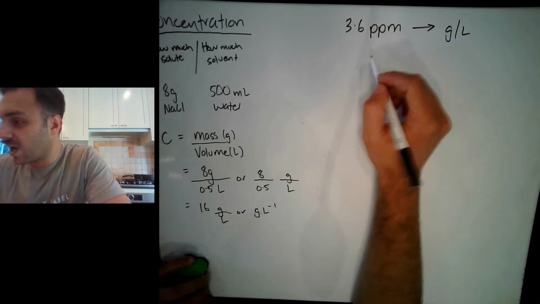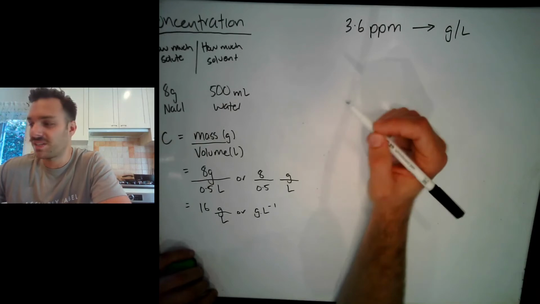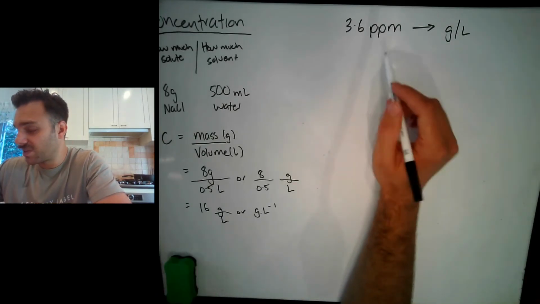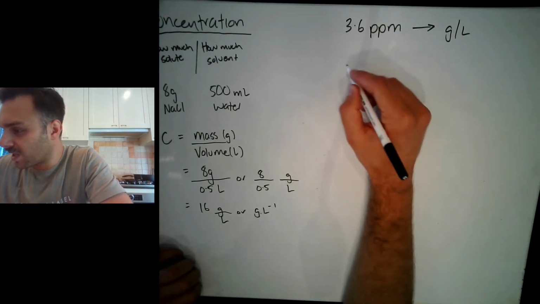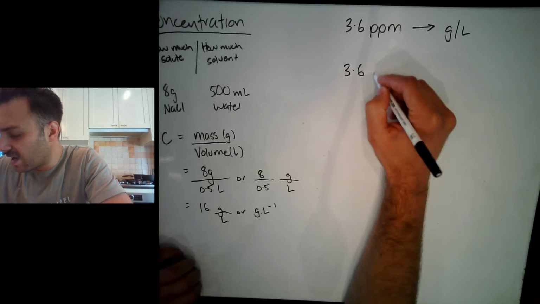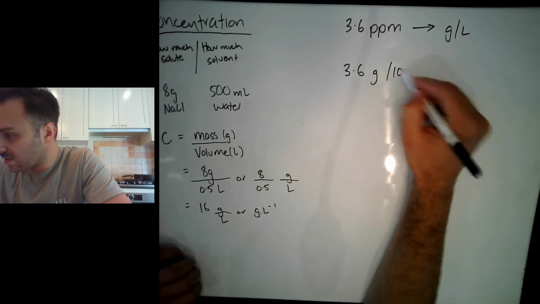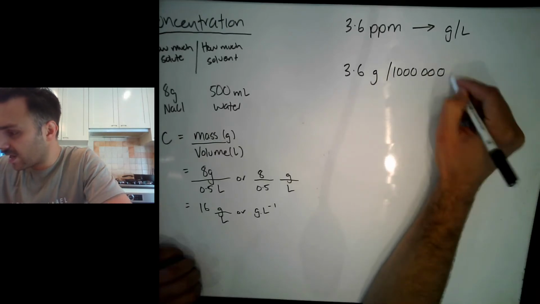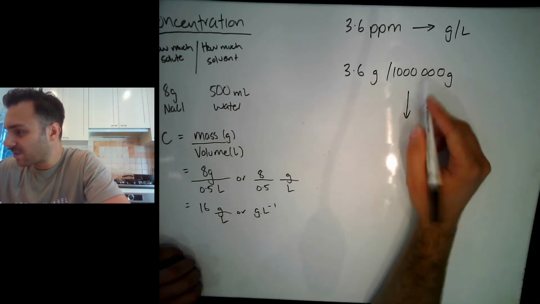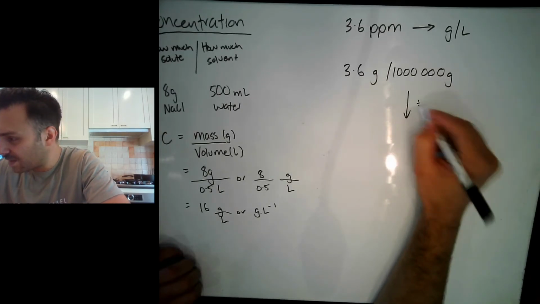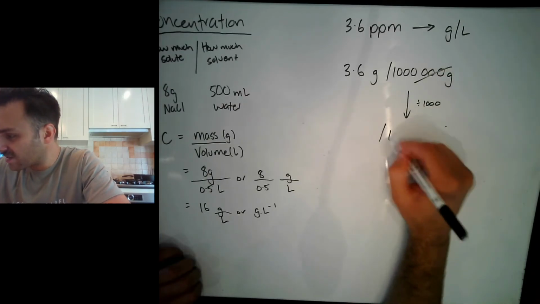So 3.6 parts per million, so we might be describing, I don't know, the carbon monoxide concentration in the air, something very small, which wouldn't be dangerous at this level, I don't believe. But let's do this. So 3.6 parts per million. We're saying we've got 3.6 grams of this substance in 1 million grams. We need to make this million grams into litres. We know a litre weighs 1,000 grams, so we need to make this into 1,000. So we're going to divide by 1,000 here. So we get rid of these 3 zeros, and then we end up with 1,000 grams here.